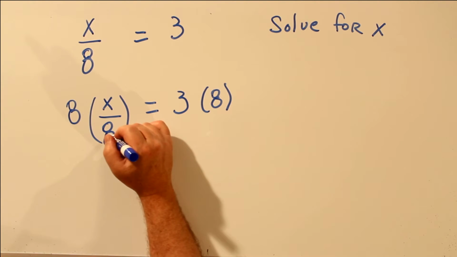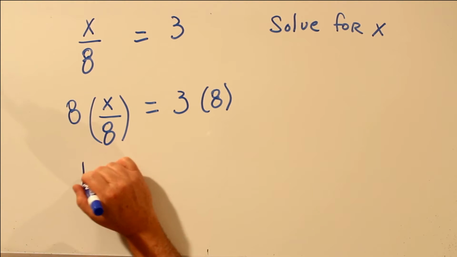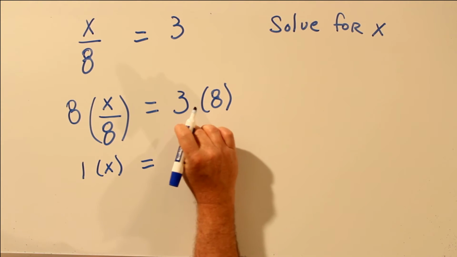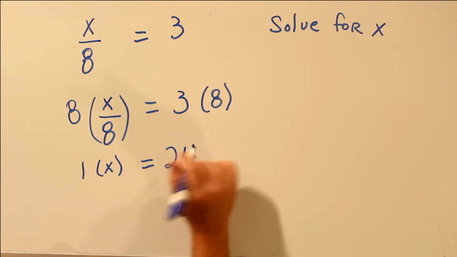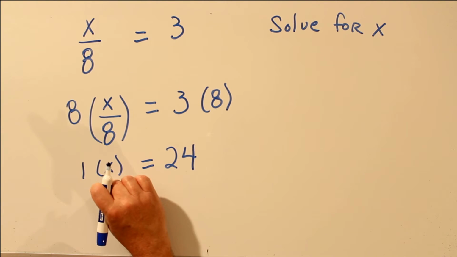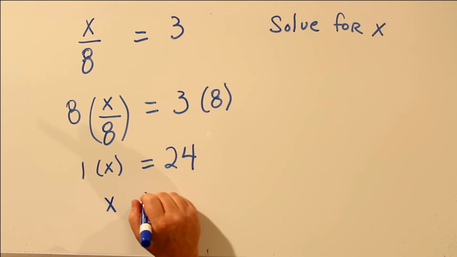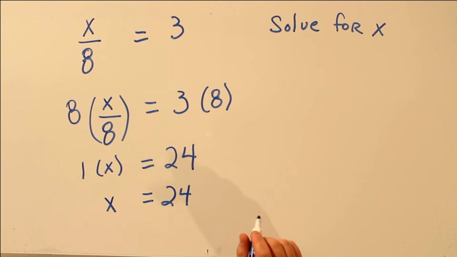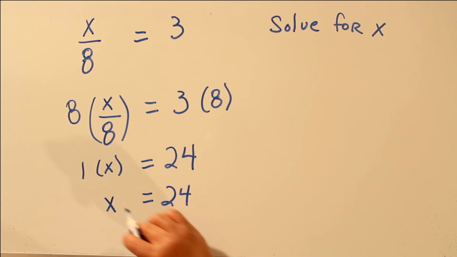Here, 8 divided by 8 is 1, so we could write 1x. And here, 3 times 8 is 24. We could write 1x equals 24. But multiplying 1 times any number does not change the value of that number or that variable. So we'll just write x equals 24. And that solves the equation for x.